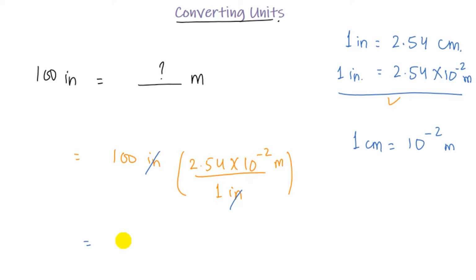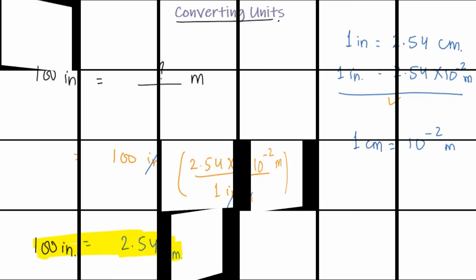So that will be equals to 2.54 times 10 to the power minus 2 times 100. So this would become 1. So finally we'll get the answer to be 2.54 meter. Therefore we can write that 100 inch is equals to 2.54 meter. Now let's take a practical situation.